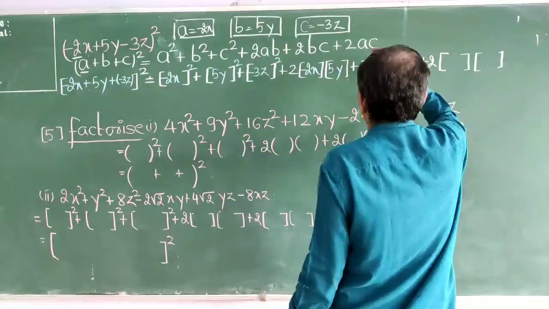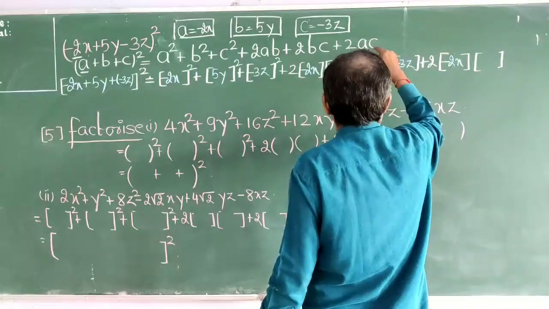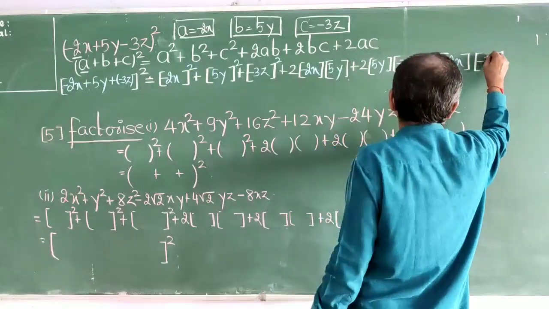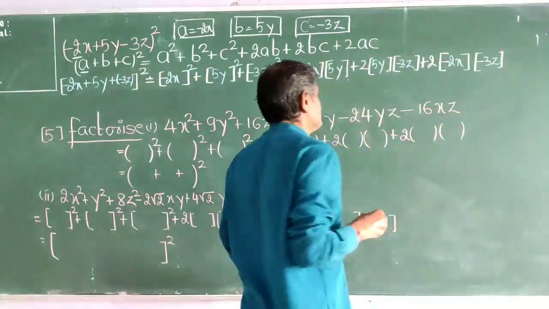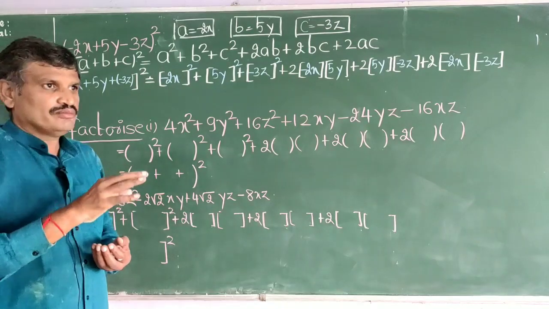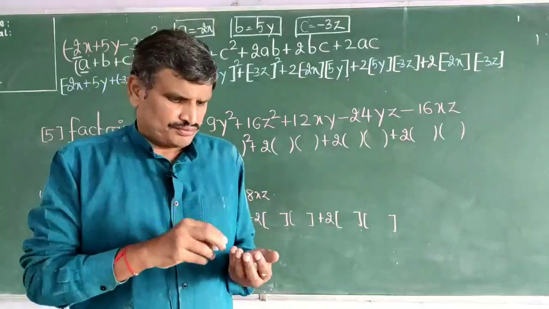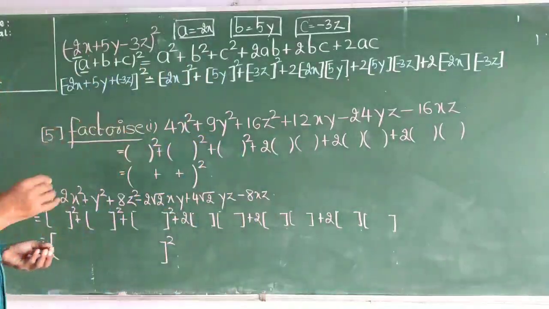Then 2ac, in place of A I have to write here minus 2x, and in place of C I have to write minus 3z. So what I did here is I have written the values. I am using the formula method. See, there are two methods I told you. One is directly by putting the values in the blank brackets. The second one is by this way.